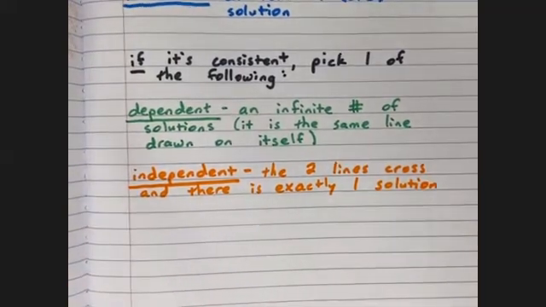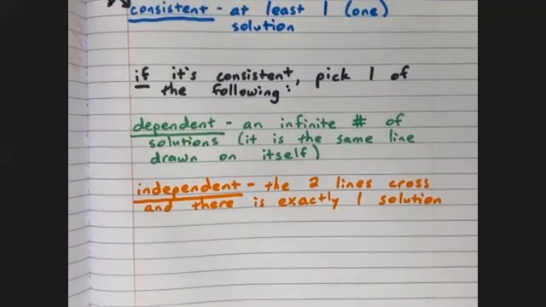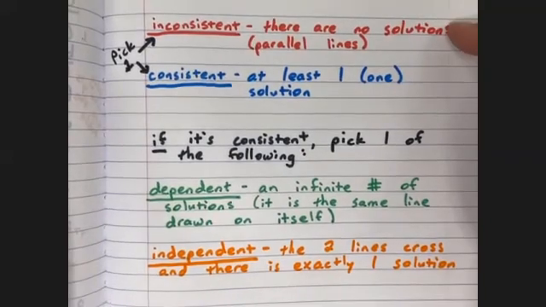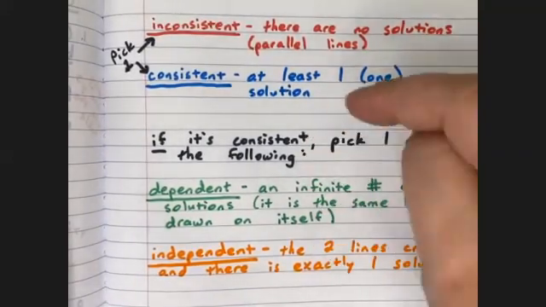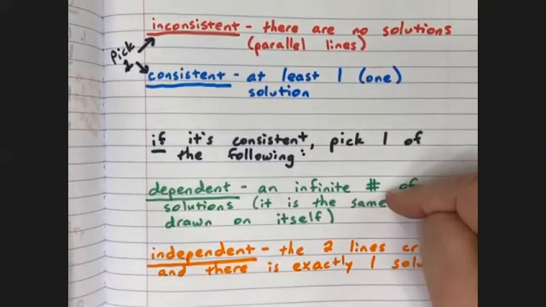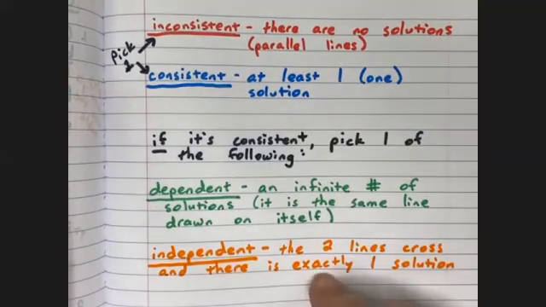So you can have two lines that cross, two lines that never cross, or two lines where one of them is drawn right on top of the other. And you need to know this terminology. So if they're parallel lines, it's just inconsistent. If there's at least one solution, it's either consistent and dependent, if there's an infinite number, or consistent and independent.